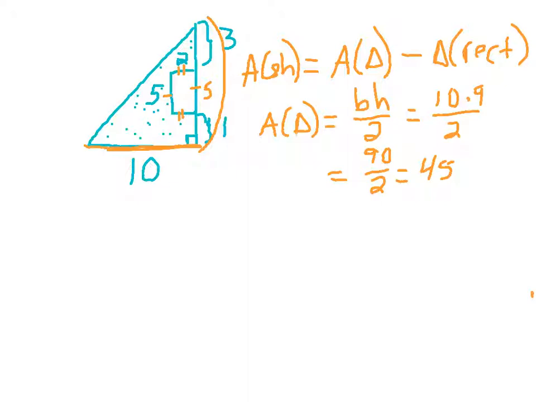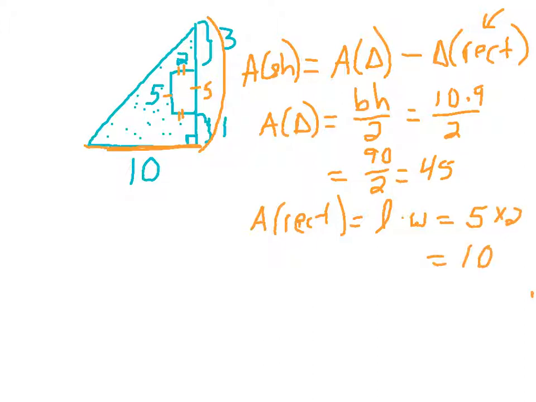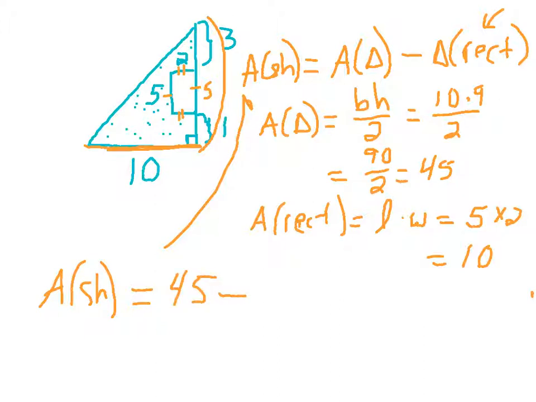Okay, the other part of our equation is we need to find the area of the rectangle. The area formula for a rectangle is length times width. They gave us both of those, which is 5 times 2, so it's 10 units squared. Back to the whole equation. The area of the shaded equals the area of the triangle, which we know is 45, minus the area of the rectangle, which is 10. So it's going to be 35, we'll say it's feet squared.